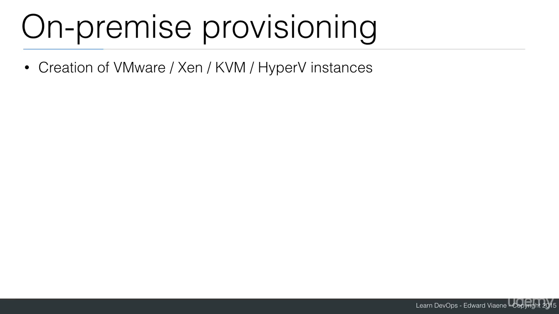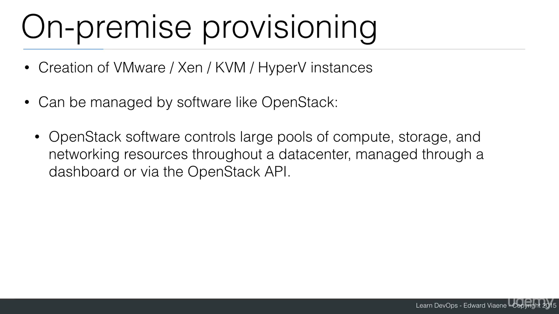On-premise provisioning is often done by a team that uses VMware or Xen or KVM or Hyper-V. This provisioning can be managed by software like OpenStack. OpenStack software controls large pools of compute, storage, and networking resources throughout a data center, managed through a dashboard or via the OpenStack API. When you want to provision something, you don't want to be dependent on a team. You just want to use an API and do it immediately. Software like OpenStack can help you with that.